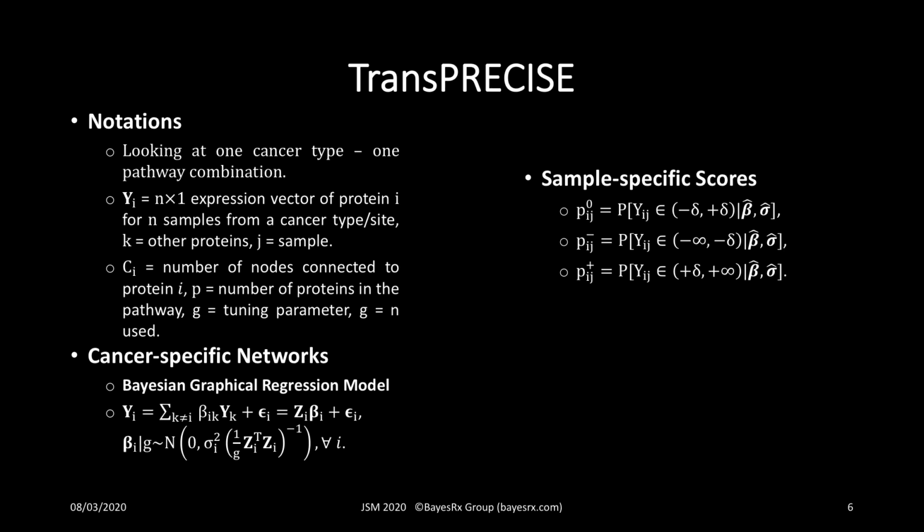Once we get those beta hats and sigma hats, we can go to the sample specific score step, where we basically say that if the observed expression for the jth sample corresponding to the ith protein is within a certain tuned range around 0, then we call the probability of that conditional on the posterior Pij0. Similarly, if it's on the left side of that interval, we call it Pij negative, and if it's on the right side, we call this Pij positive.